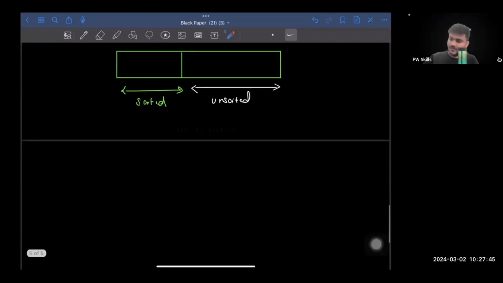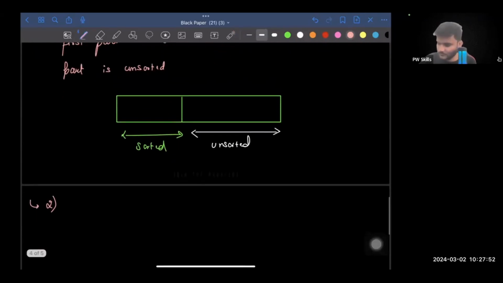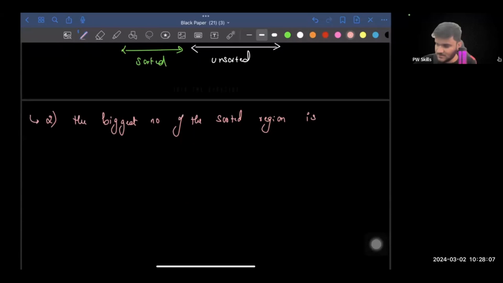Then what is the second scenario? Or let's say, what is the second part of the scenario? The second part of the scenario is that the biggest number of the sorted region is smaller than the smallest number of the unsorted region.